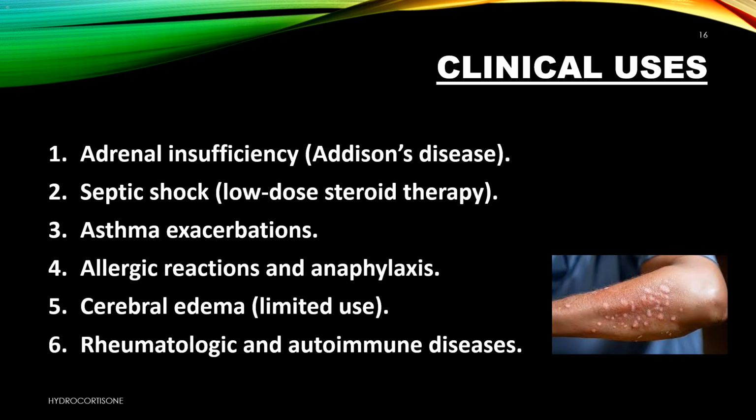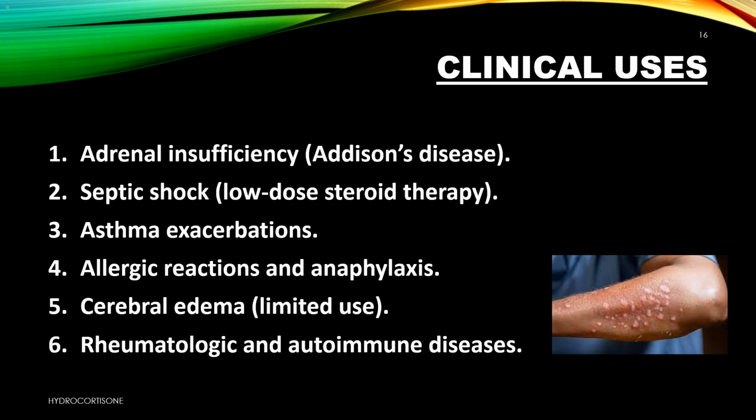Clinical uses of hydrocortisone. 1. Adrenal insufficiency, Addison's disease. Hydrocortisone is used as replacement therapy to manage adrenal insufficiency, a condition where the adrenal glands do not produce enough cortisol. 2. Septic shock. Low-dose hydrocortisone therapy is used to support patients with septic shock, helping to stabilize blood pressure and improve outcomes. 3. Asthma exacerbations.